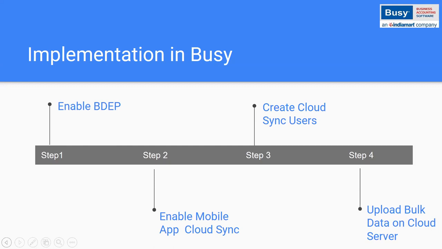You have to enable the BDAP, then enable the mobile app cloud sync. You will be creating the cloud sync users. Number 4, you will be doing your bulk data upload to the cloud server. Means your data from Busy will be uploaded to our cloud server with a unique identity.